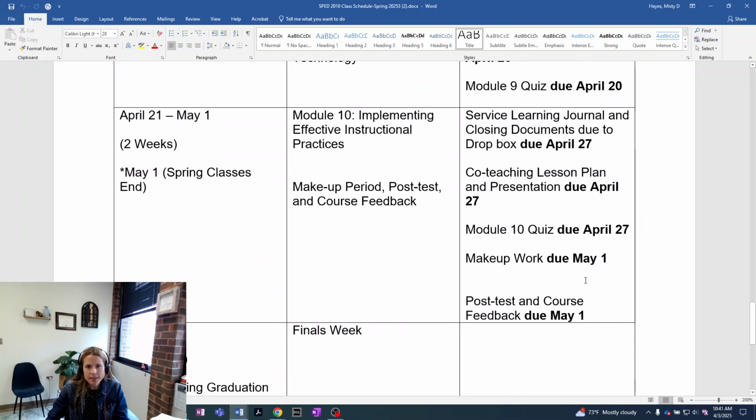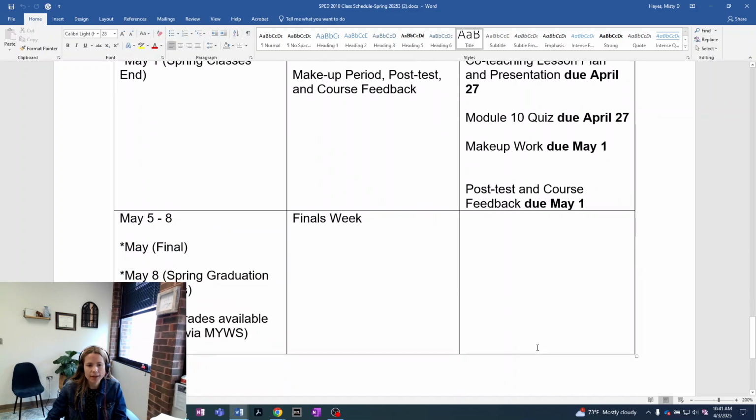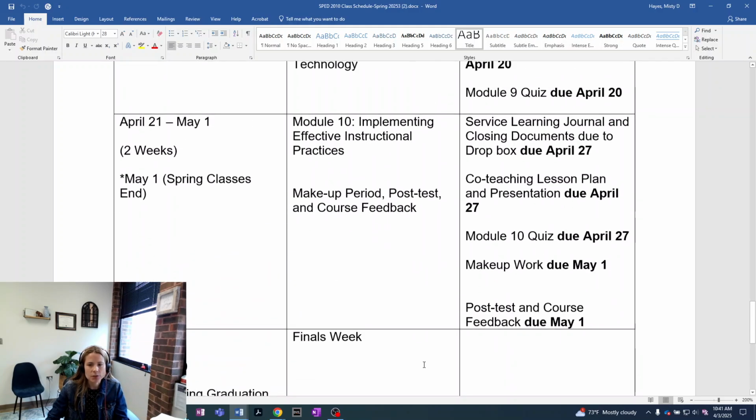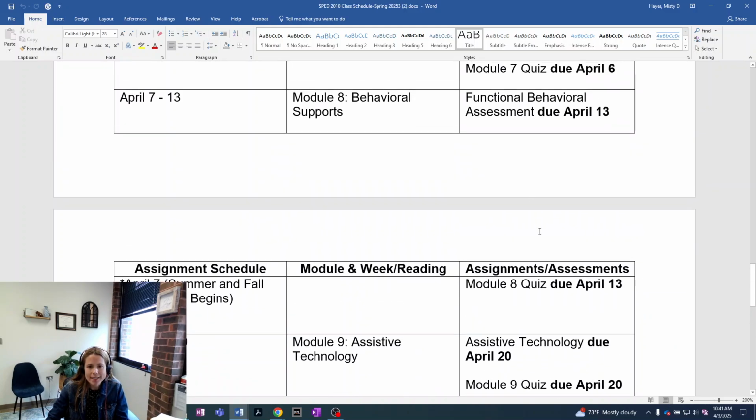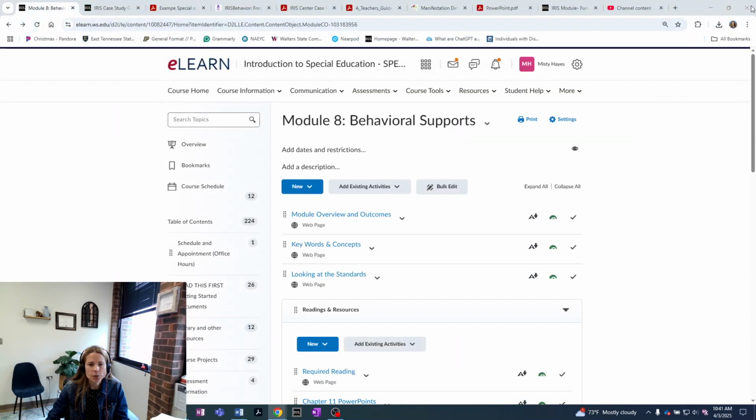Also, I'll send another email out talking about our end of the term wrapping up activities, or closing activities, which would include your post-test and your course feedback. And then after that, we'll have finals week. So just to give a little bit of projection into where we're going, we're winding down. We don't have much left of the semester. But let's go ahead and get back into our Module 8.